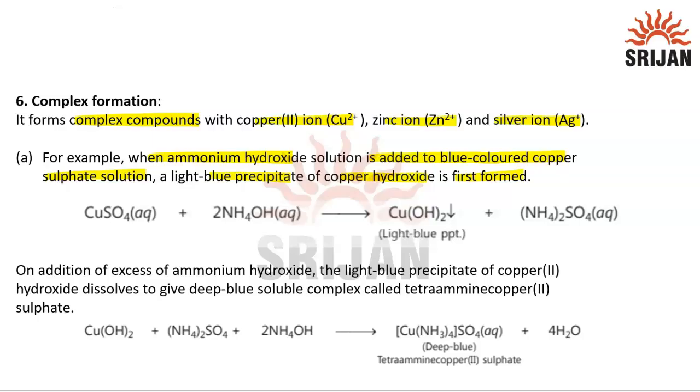For example, when ammonium hydroxide solution is added to blue colored copper sulfate solution, a light blue precipitate of copper hydroxide is first formed. So here is the reaction: copper sulfate on reacting with ammonium hydroxide will give us the light blue precipitate, as we saw in the last table, along with ammonium sulfate. Now, if we pass excess of ammonium hydroxide, the light blue precipitate of copper hydroxide dissolves to give a deep blue soluble complex, called tetraamine copper 2 sulfate. Passing excess ammonium hydroxide gives us this deep blue complex, tetraamine copper 2 sulfate, along with 4 molecules of water.